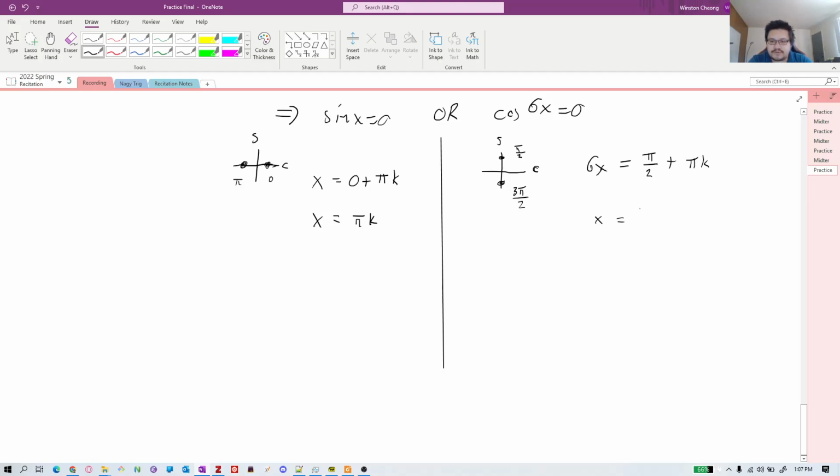So x ends up being pi over 12 plus pi over 6 k. Right, so these are the two solutions. Okay.